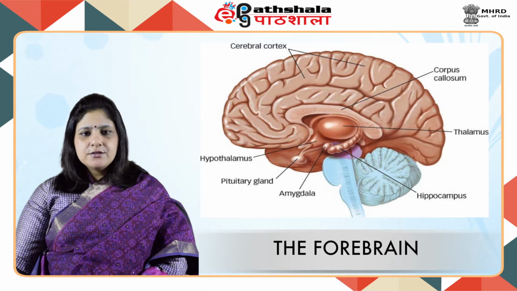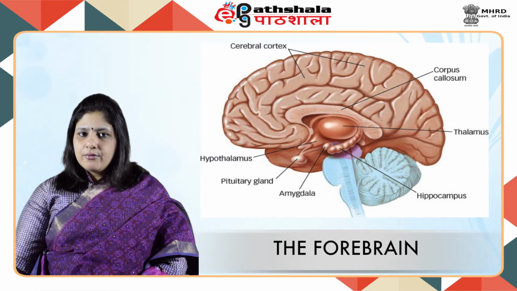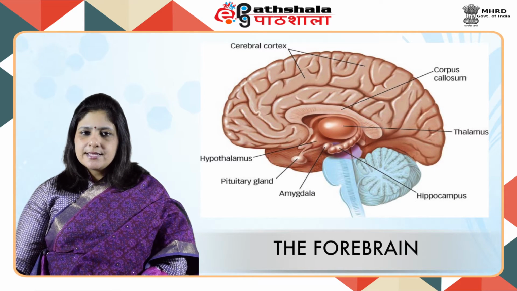Aside from being divided into two hemispheres, the cerebral cortex is also divided into lobes, that is the occipital lobe, temporal lobe, parietal lobe, and frontal lobe. So let's understand each one of them in this section.